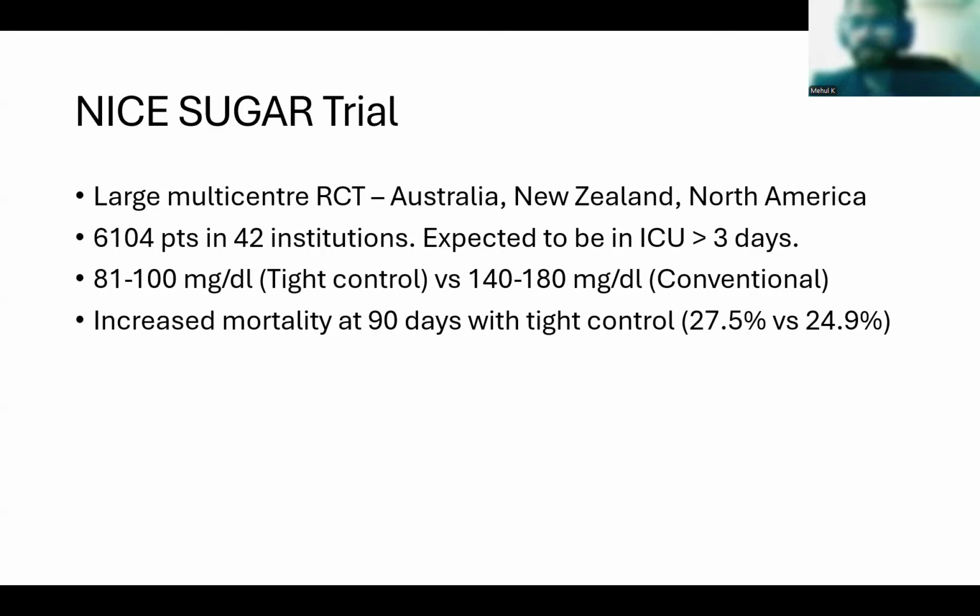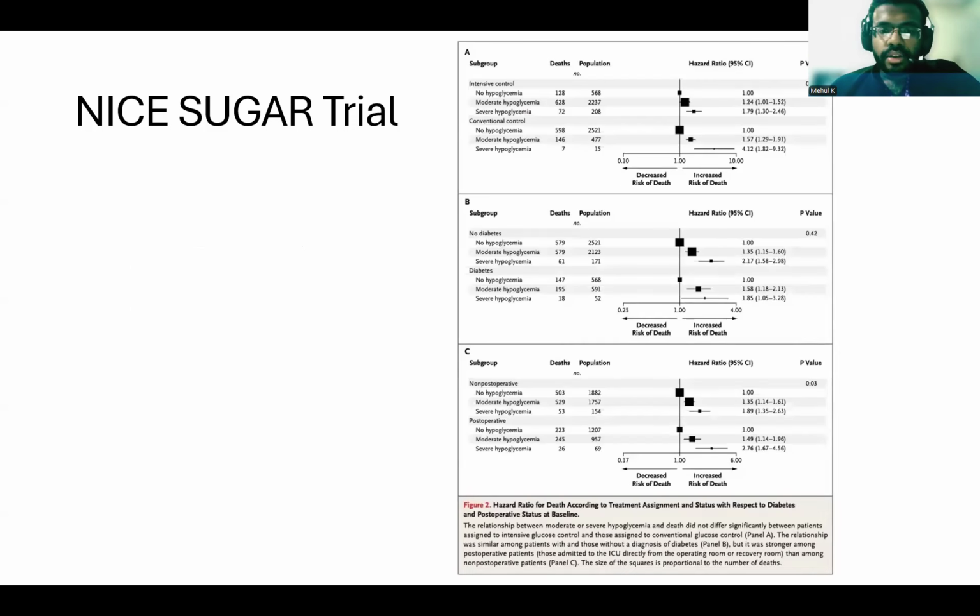So there are some weaknesses with this trial also. For example, there was no difference in mortality at 28 days, but it showed a mortality difference at 90 days, which is kind of confusing. So again, there are some critics of this also, but all in all, this is the best trial that we have on this particular topic. And you can see that the risk of death is increased not just with severe hypoglycemia, but also with moderate hypoglycemia. You can see on the curves here that even moderate hypoglycemia is having an increased risk of death across the groups.